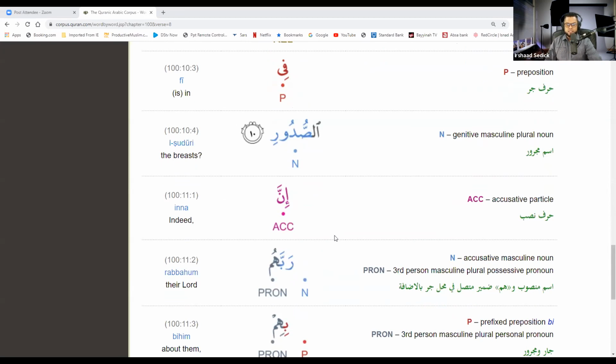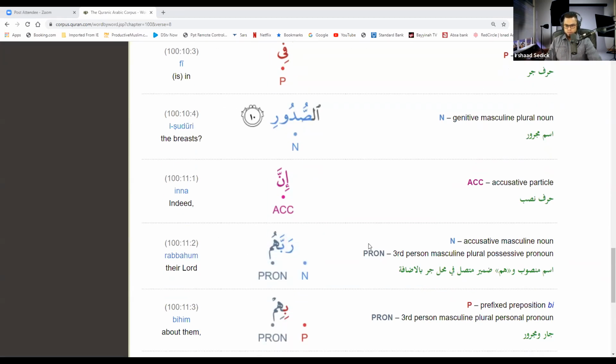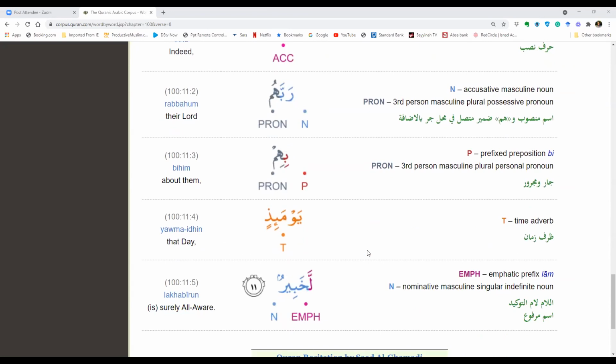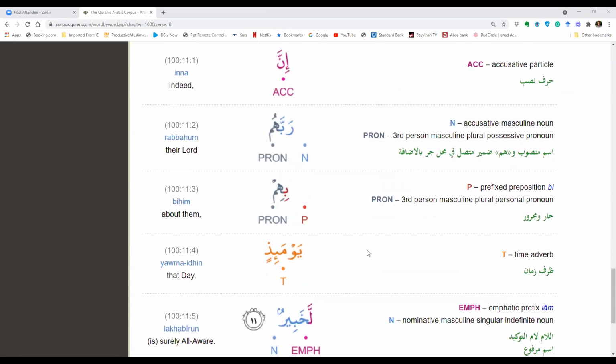Inna, indeed. Rabbahum. Let's see, this is a nice one. Okay. Class, please get ready to unmute yourselves. I would like you to complete the entire sentence in Arabic. Inna rabbahum bihim yawma idhil la khabir. Let's start with, okay, I'll start. Inna. Inna is the instrument of an inna construction. Now, what do we look for next? Go. Rabbahum.